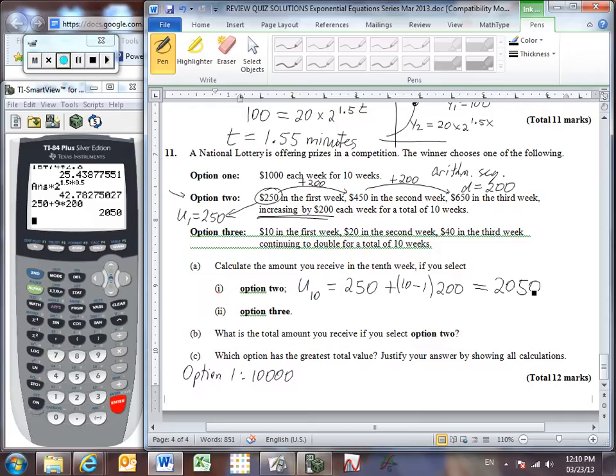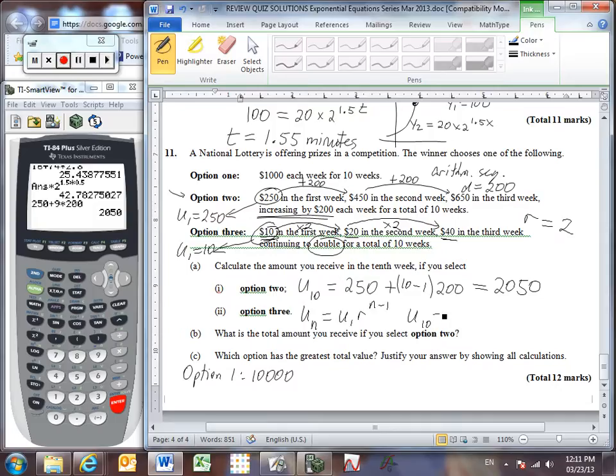Option 3 says that we get $10 in the first week. That doesn't sound like very much. 20 in the second week, 40 in the third week, and so on, continuing to double. This means, of course, that we're multiplying by 2 every time, and that implies it's a geometric sequence where the common ratio is 2, and we can see that our first term is equal to 10. So we know that in a geometric sequence, un is u1 times r to the power of n minus 1.